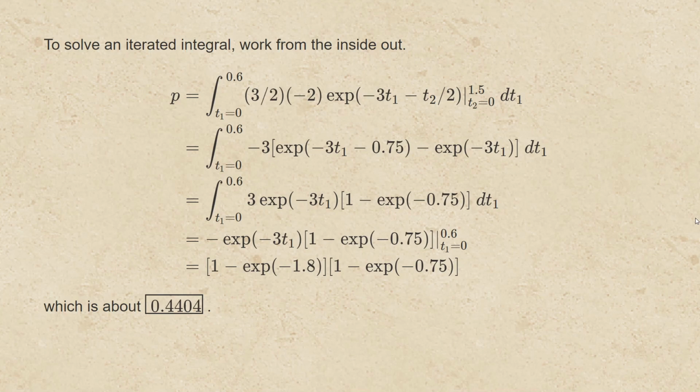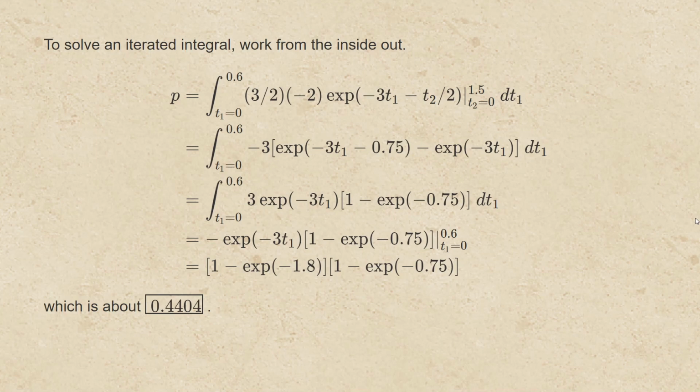We can factor an e to the minus 3t1 out of that expression. In fact, let's factor a negative e to the minus 3t1, and we're left with 3e to the minus 3t1 times the quantity 1 minus the exponential of negative 0.75. Anti-differentiating now with respect to t1 brings down a factor of -3 in the denominator, which cancels with the 3 to give negative e to the negative 3t1 times the quantity 1 minus e to the negative 0.75, evaluated for t1 between 0 and 0.6.